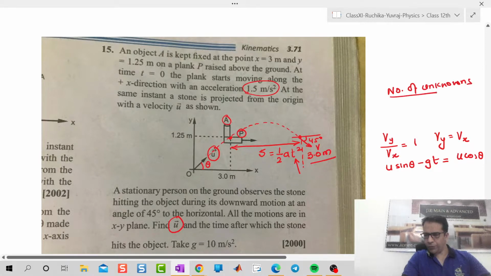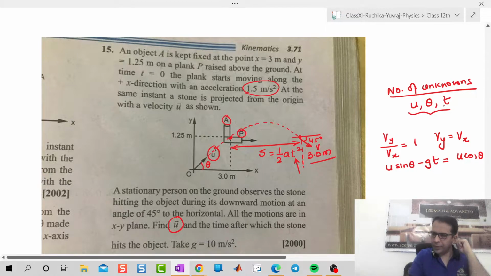There are 3 unknowns. What are those unknowns? U, theta, and time t. And we have to determine all 3. All 3 are being asked. So we just need to find 3 good, independent equations to be able to solve. And there might be some mathematical jugglery involved as well.